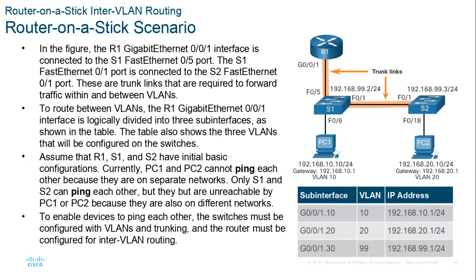So if we don't have any configuration on R1, it's going to be like we did in that last lab. The two PCs will be able to ping each other, and the two switches will be able to ping each other through their management interfaces. But the PC can't ping the switch, and the switch can't ping the PC. So we're going to have to go into the router and do some configuration. It's not that difficult. It's not that tough.